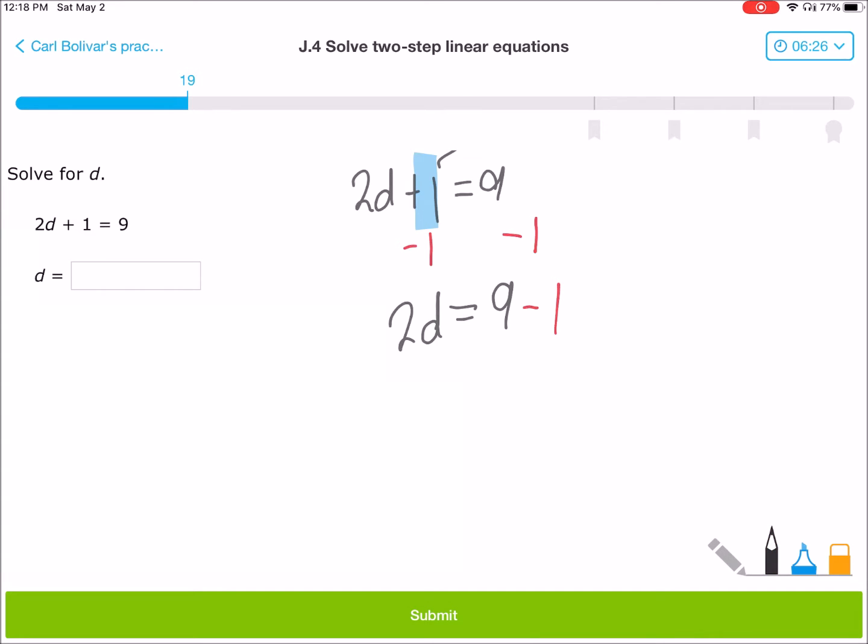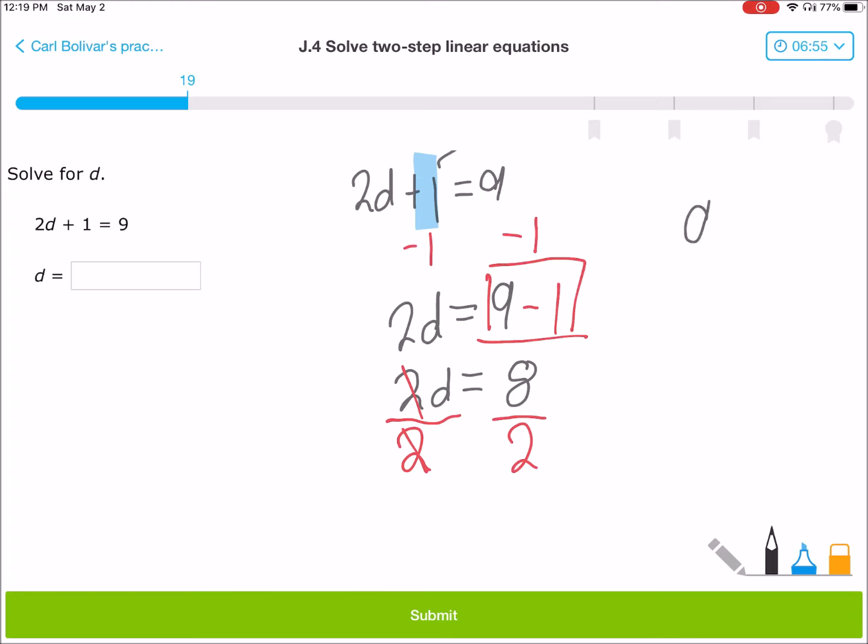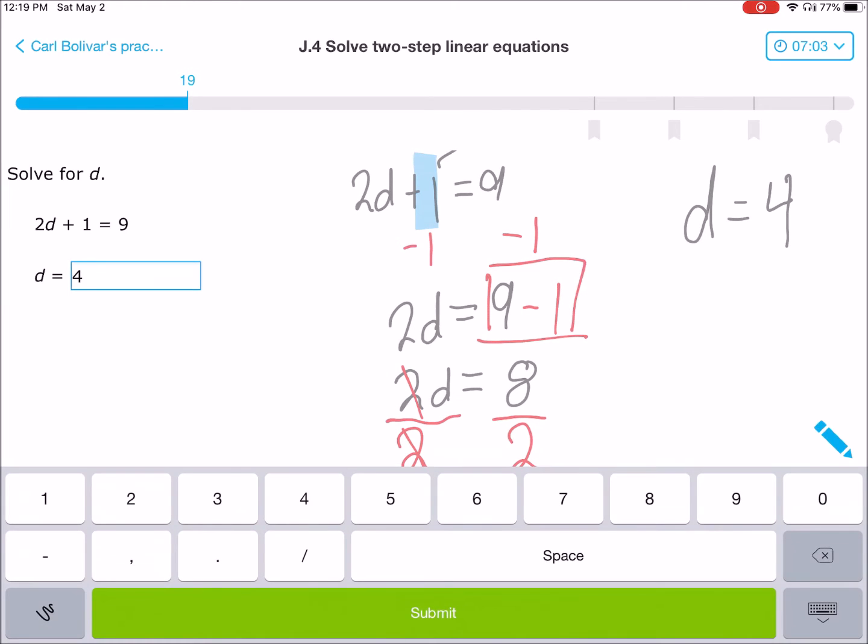Alright, so now what we're going to do is simplify. Before we do anything, we simplify. So we do 2d is equal to 9 minus 1, which is 8. Then we divide by 2, like last time, because since this is multiplication, the opposite of multiplication is division. So we divide by 2, and we divide by 2 on the other side because of equality. This will give you d is equal to 4. So 4 is our answer. Let's put 4 in there.